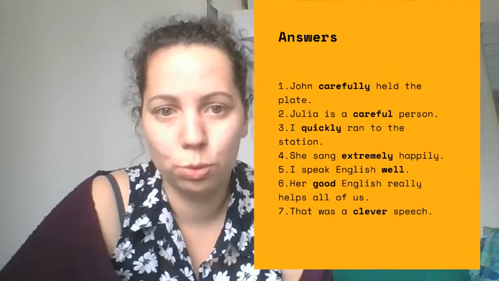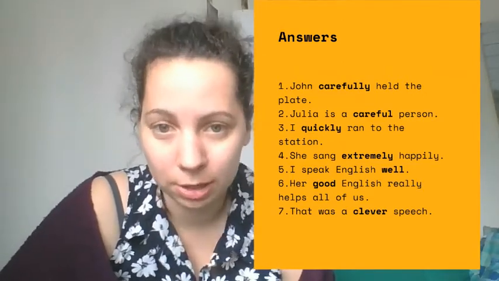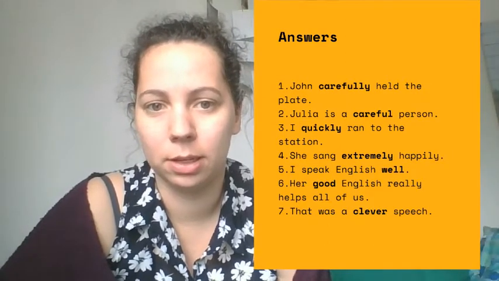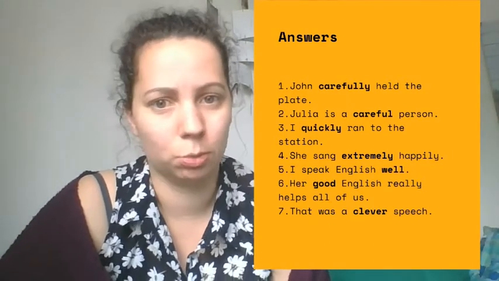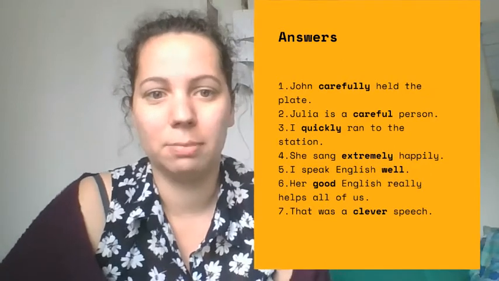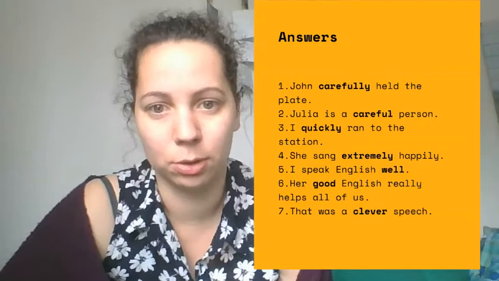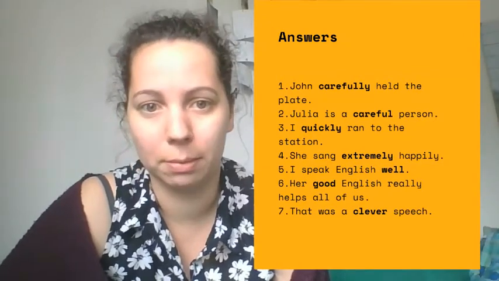Then in sentence 2, I went for an adjective because I think it says something about the word person. It says that Julia is a careful person. So what type of person is she? And person is a noun. And for nouns, we always use adjectives. Zelfstandig naamwoord. En daar komt dus een bijvoeglijk naamwoord bij.